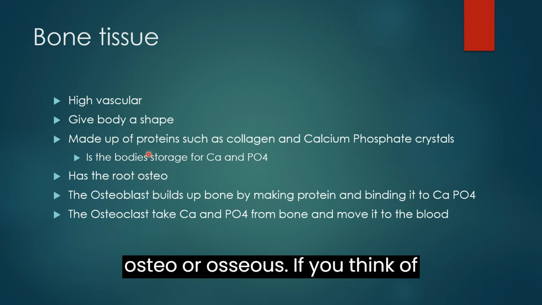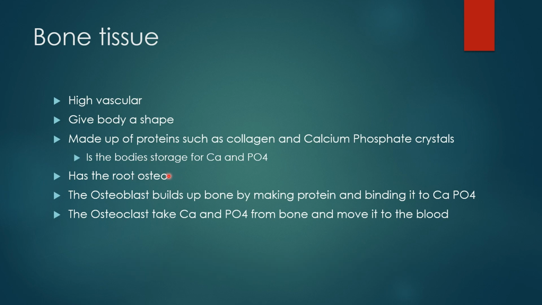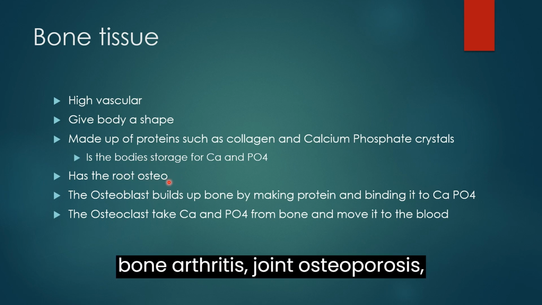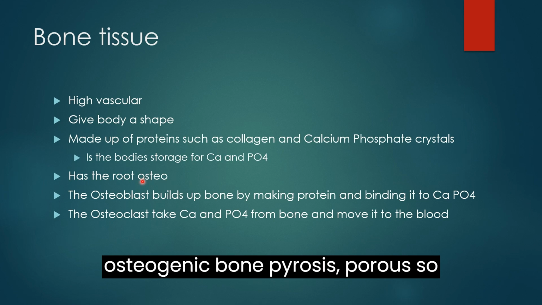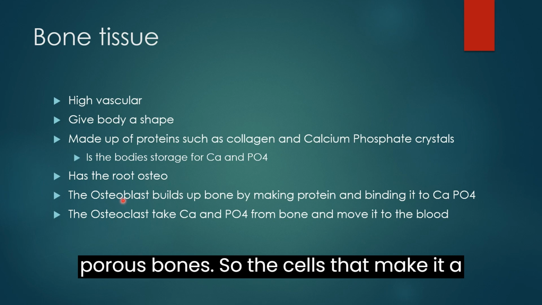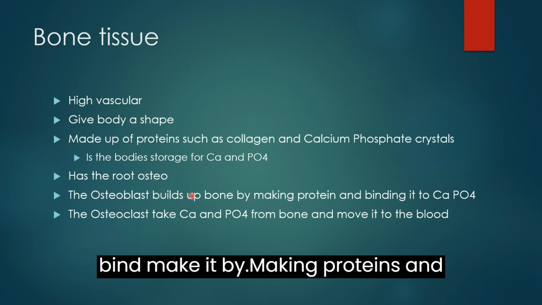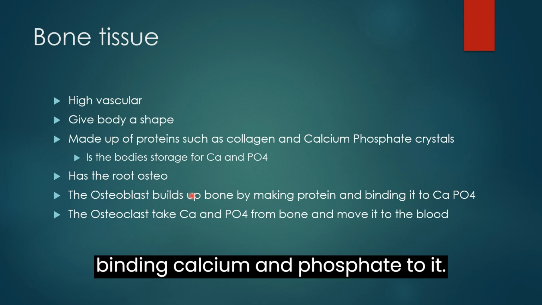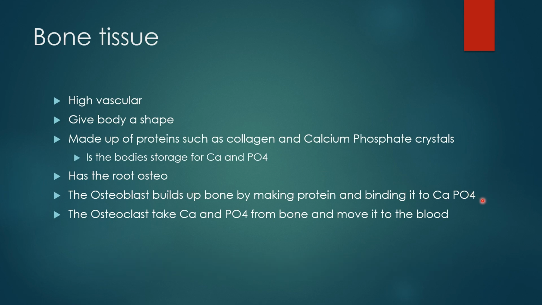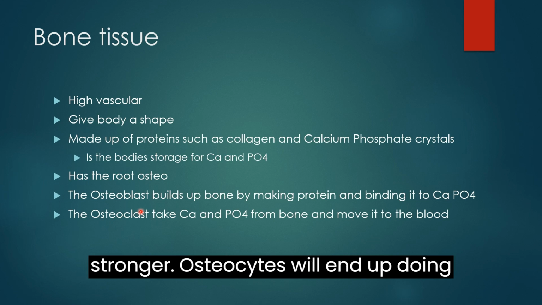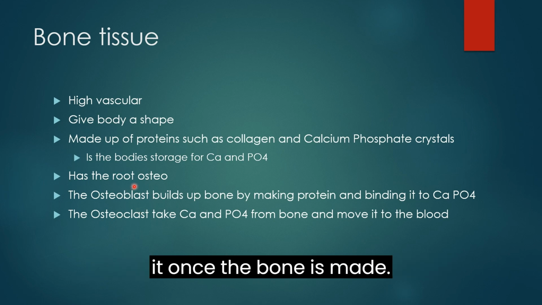Most of the tissue will be called osteo or osseous. If you think of osteoarthritis, osteo means bone, arthritis joint. Osteoporosis, osteo again bone, porosis porous, so porous bones. So the cells that make it are osteoblasts, and they can actually make it by making proteins and binding calcium and phosphate to it. That way it makes it harder and stronger. Osteocytes will end up doing it once the bone is made.